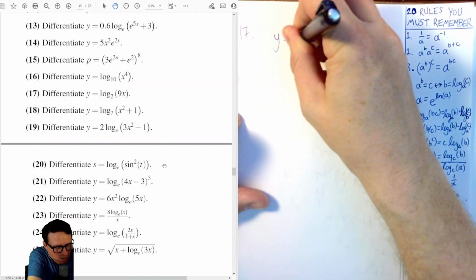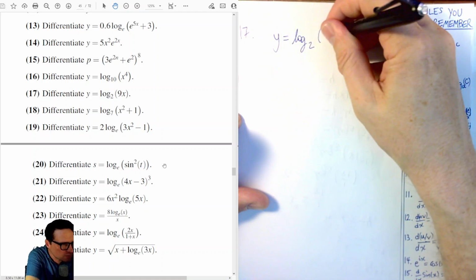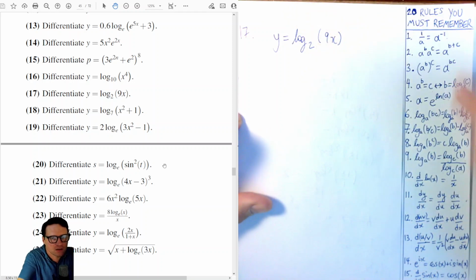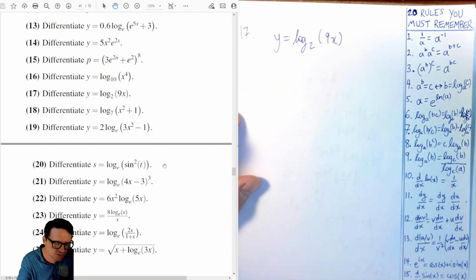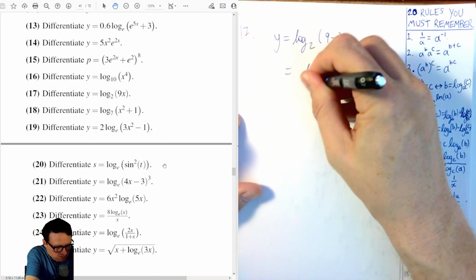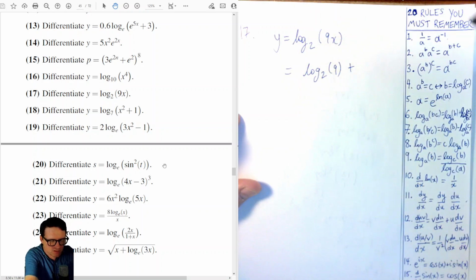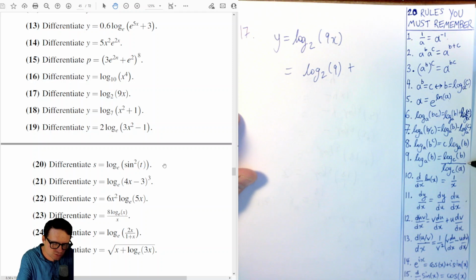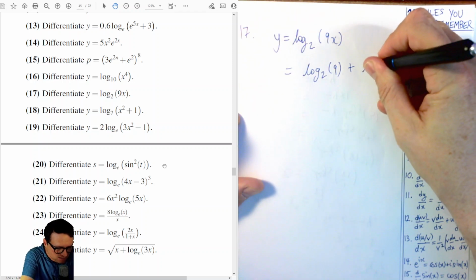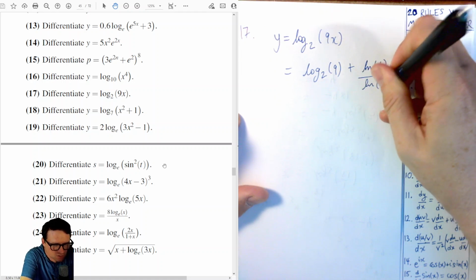Y equals log to base 2 of 9x. All right, so let's break this up using rule number 6. The log of the product is the sum of the logs. So we have then log to base 2 of 9 plus log to base 2 of x. But now we can also at the same time use rule number 9 and say that this is the natural log of x over the natural log of 2.